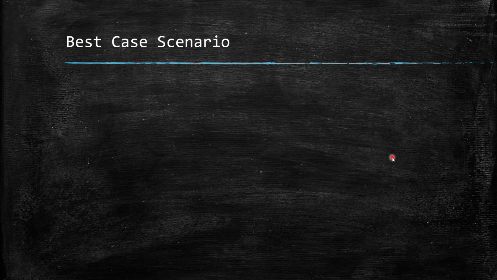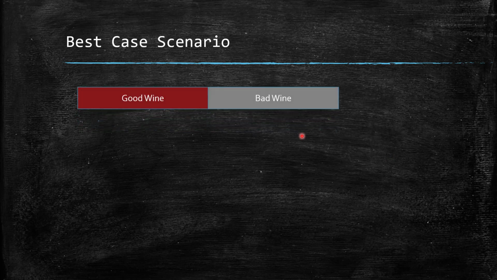For the best case scenario, what could have happened? Let's say we have a clear distinction between a good wine and a bad wine. For all the features involved in making a wine good or bad, we can clearly say that if a particular feature is greater than or less than some threshold value, it's a good wine, otherwise it's a bad wine. So we have a clear distinction. If you remember the previous diagram, there was no clear distinction. So this is the best possible scenario.